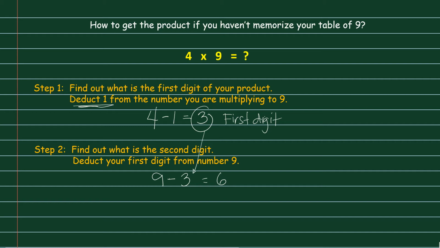Okay, so your 4 times 9 is 36. So this is your first digit and this is your second digit. So you have 36, which is 4 times 9.